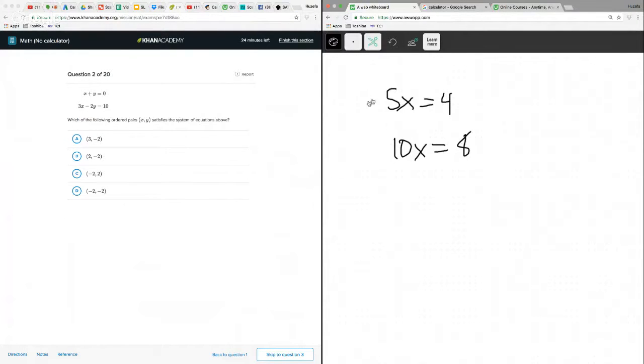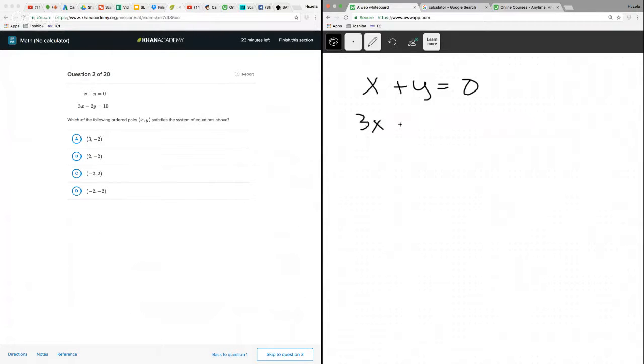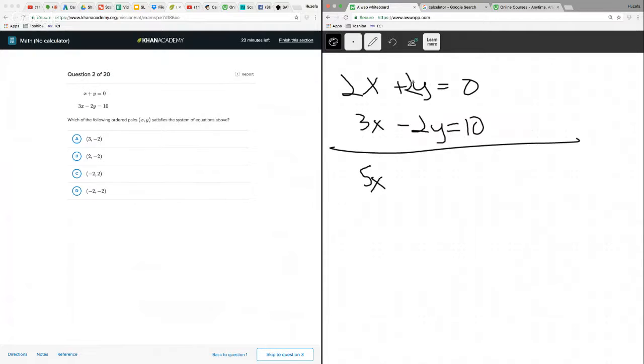We got to hustle. 24 minutes left. Here's a system of equations. Which ordered pair satisfies the equations above? I'm going to do this the old-fashioned way, using elimination, where I match one of these terms up and then subtract. The 2y looks really nice, so I'm just going to multiply everything by 2 up here. 2 times 0 is still 0. Now we add these. We get 5x. The 2y and negative 2y cross out, and this goes away. 5x equals 10, divided by 5, x equals 2.